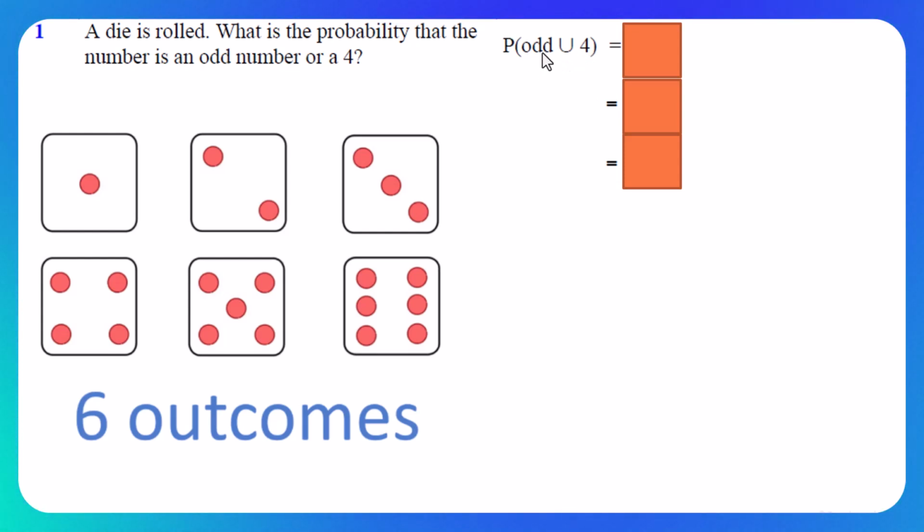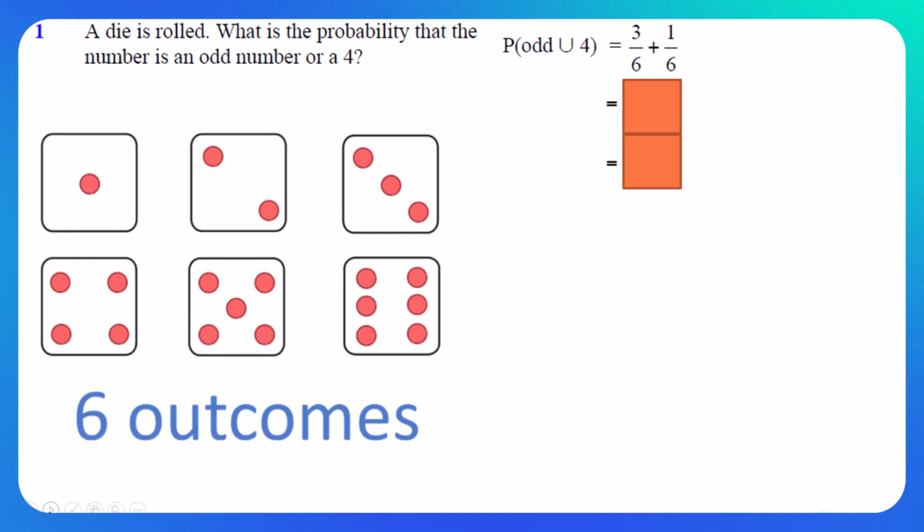So let's count how many odd, let's count how many 4, and let's put those together and see how we can solve that. So I'm looking at my sample space. We can have a 1, 2, 3, 4, 5, or 6. Okay, and look at the odd numbers. There are 1, 2, 3 of them. And then the number 4, there's only 1.